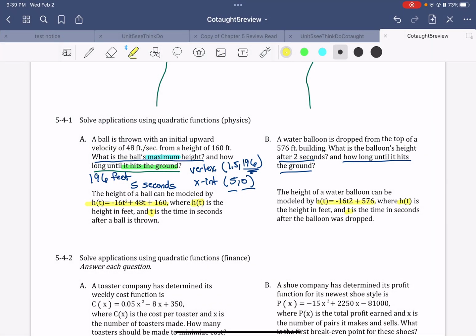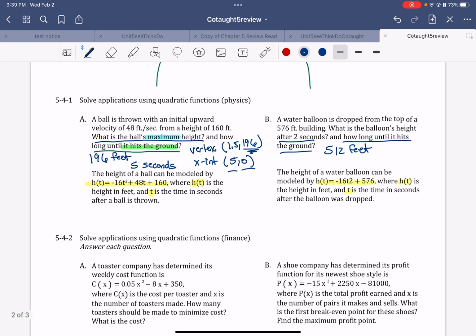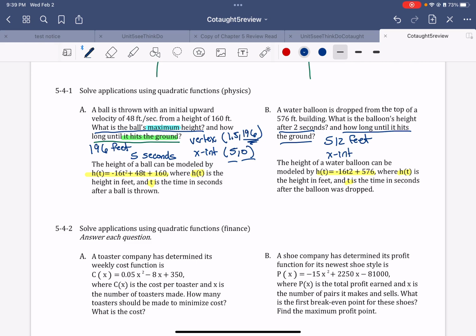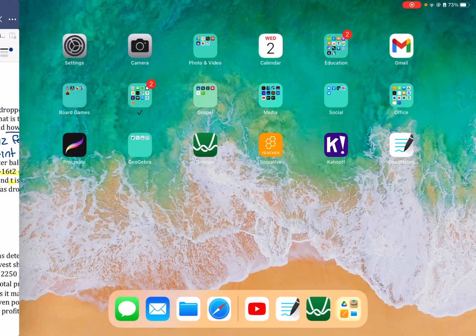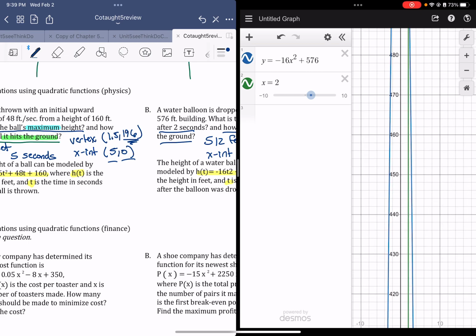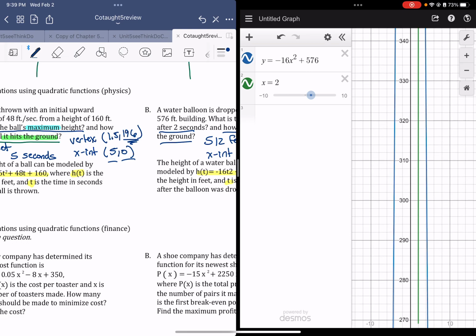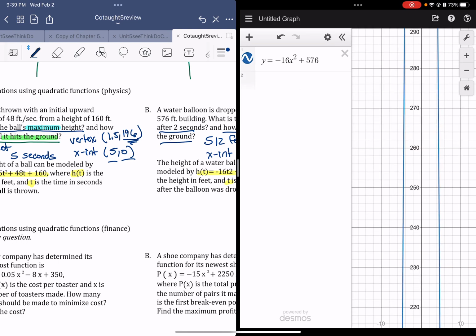So what is the balloon's height at 2 seconds? It is 512 feet. All right, second question, how long until it hits the ground? You guys know that. That's going to be our x-intercept. So let's go find our x-intercept. Okay, so we'll scroll back down to our x-intercept. Hopefully I don't scroll too far again. I'm going to get rid of my green line. I don't need that one anymore.